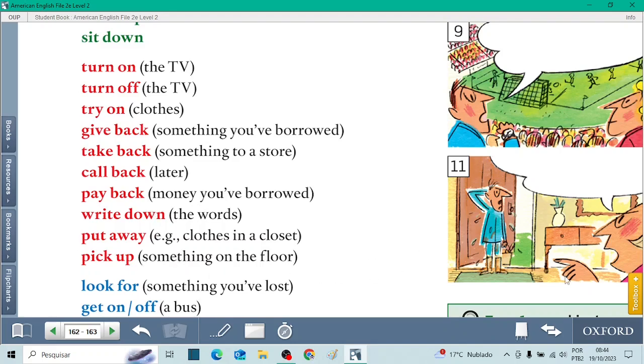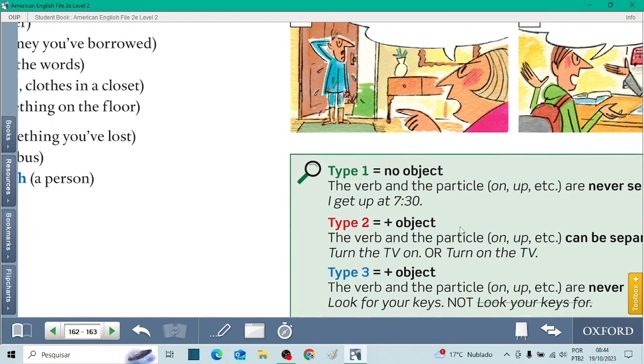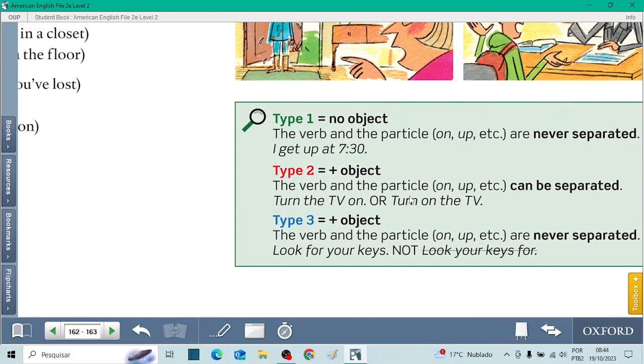So we can use prepositions. We can use the object, the object pronoun, or even things, okay, in the middle of the verb and the particles.